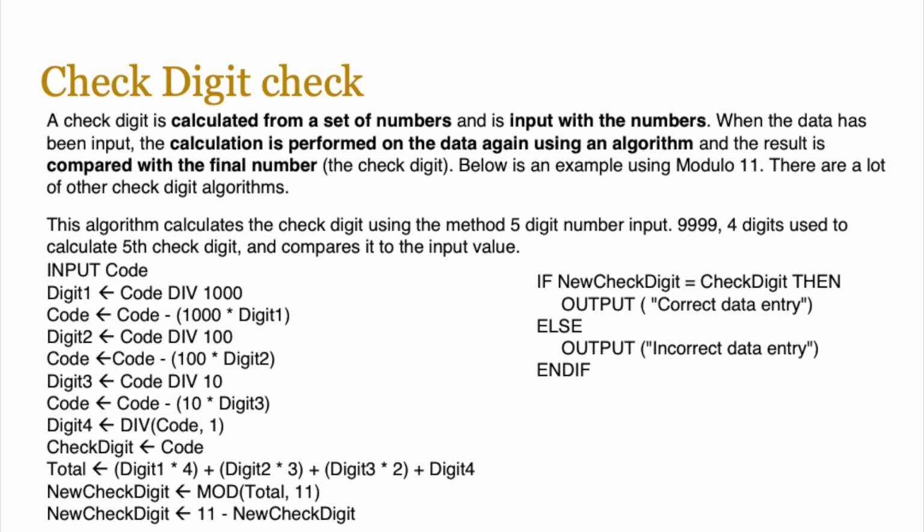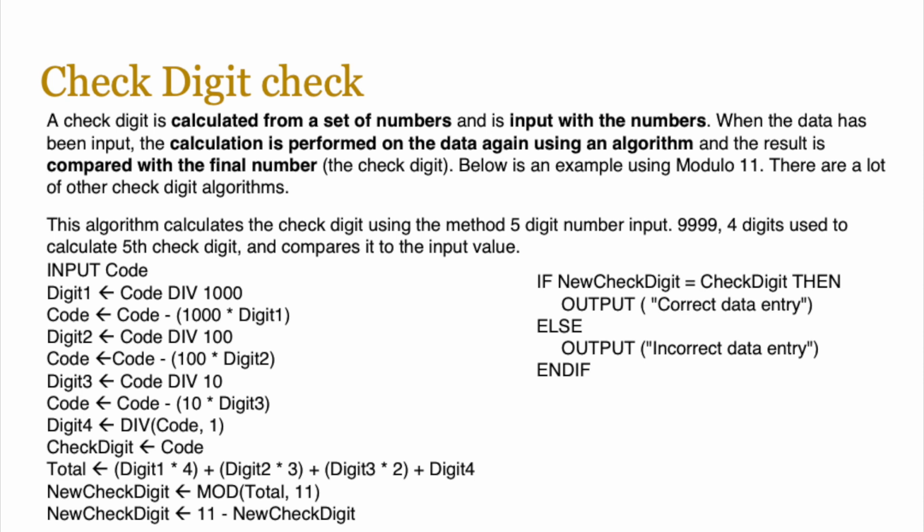Now on screen you see an example using modulo 11, and there are a lot of different check digit algorithms. In an exam, chances are that you're not going to be asked to code this particular algorithm, but if they want you to code a check digit algorithm, then they will actually give the algorithm to you. The algorithm that you see on the screen allows you to enter a 5-digit number, including the check digit, and it uses the first 4 digits to work out the 5th check digit. It then compares the value to the input value, and if it matches, that means that the data has been entered correctly, otherwise it's entered incorrectly.